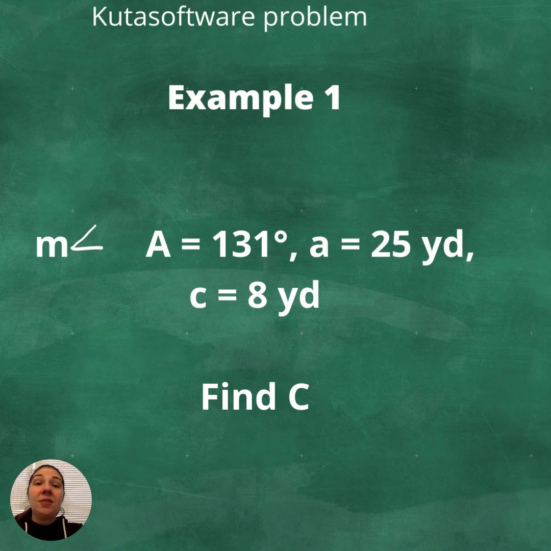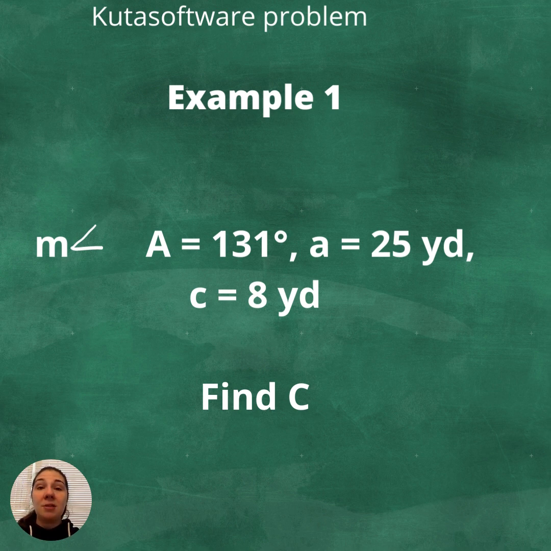So here's example one. This is a Kuta Software problem. Some of these I made up. Some of these I grabbed from other sources like Kuta Software or DeltaMath. So in this case, they tell us that angle A, sorry, that's my phone, guys. Here we go. Angle A is 131 degrees. The side opposite of angle A, which is notated by lowercase a here, is 25 yards, and lowercase c, which is the side opposite of angle C, is 8 yards.